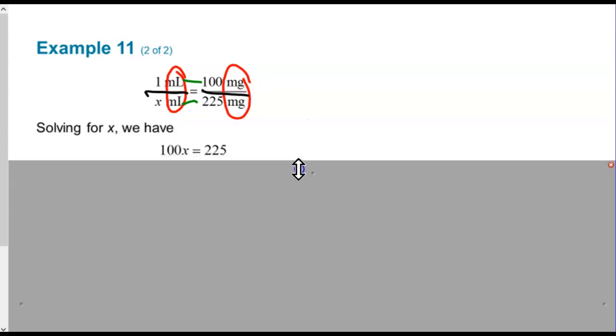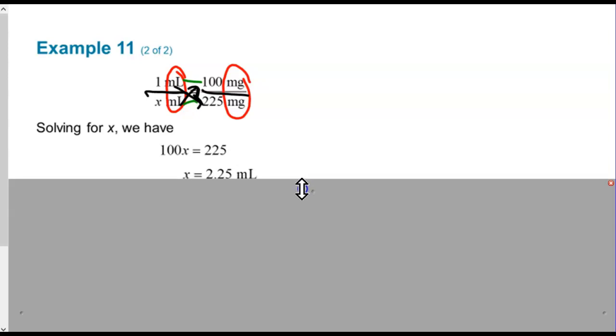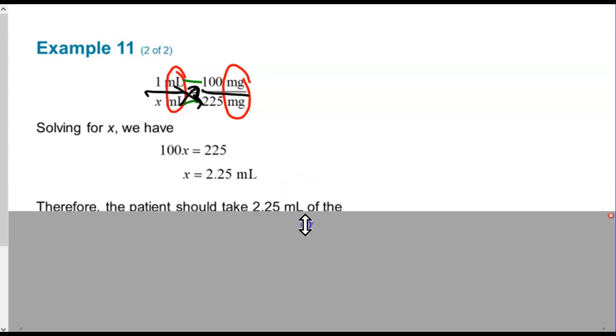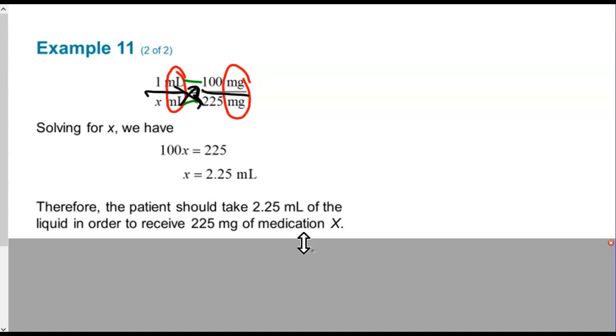So let's go ahead and look at this. When we solve for x, we're going to cross multiply and divide, and so from that we will get 100x equals 225. Go ahead and solve for x. So you should get 2.25 milliliters, and the patient should take 2.25 milliliters of the liquid to be able to get 225 milligrams of the medication.